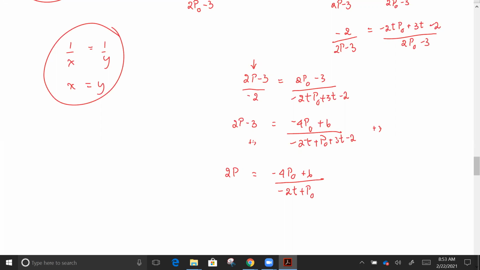No, this is 2t. Yeah, see, I already made a mistake. Hang on a second. Since we flip, this bottom is negative 2tP0 plus 3t minus 2.